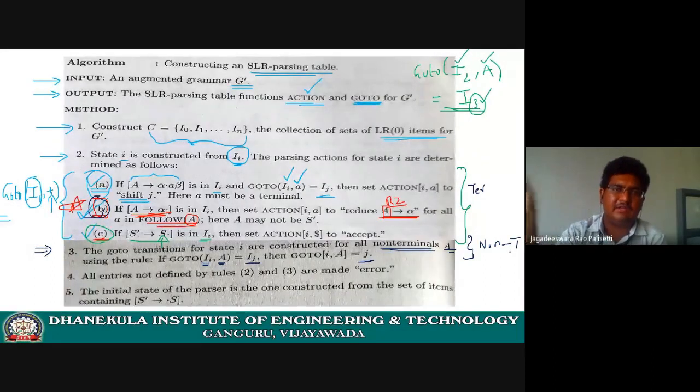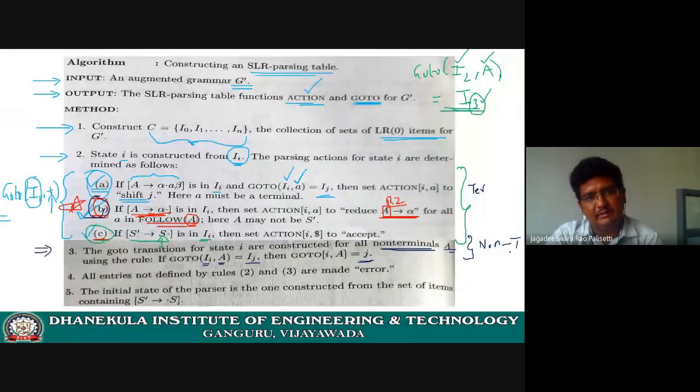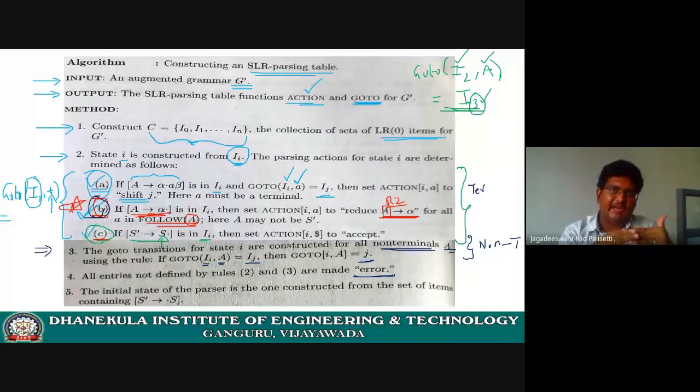Then maybe some of the slots in the table are still empty. What should be assumed? Those empty slots we assume as errors. Error means, let us take I0 on the symbol small a: if it is empty, there is no production rule where the I0 state can derive small a. That is the meaning of error. That's why some slots in the table are left empty. So that is the fourth point. And the last: the initial state of the parser is the one constructed from the item set containing the augmented grammar.